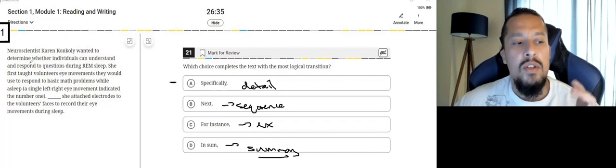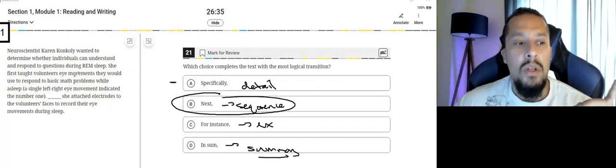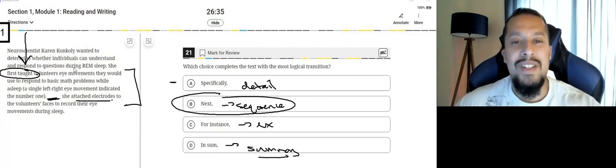Now, if you're reading the text, you're going to find there is a sequence, answer B. How do we know? Because she first taught volunteers and then she attached electrodes. So here we do have support that we need a sequence of events, therefore answer B works best.